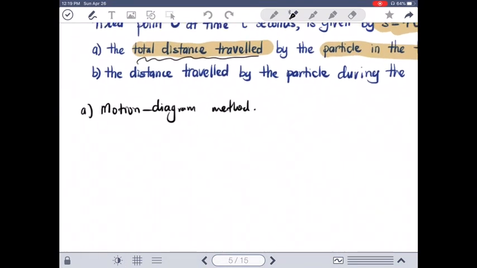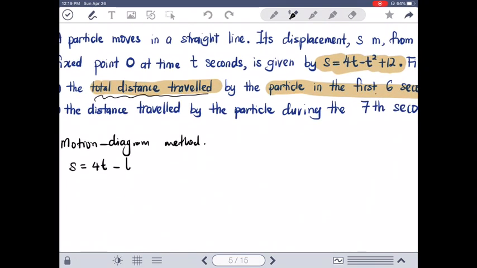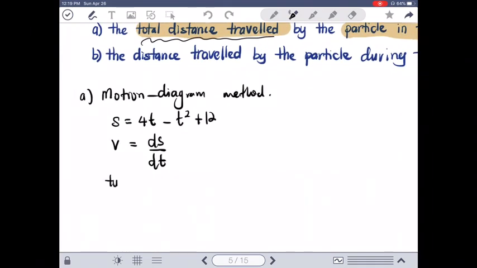Okay. Since we have s equals 4t minus t squared plus 12, to find v, we need to differentiate s with respect to t, and we want to find turning points. Check for turning points.